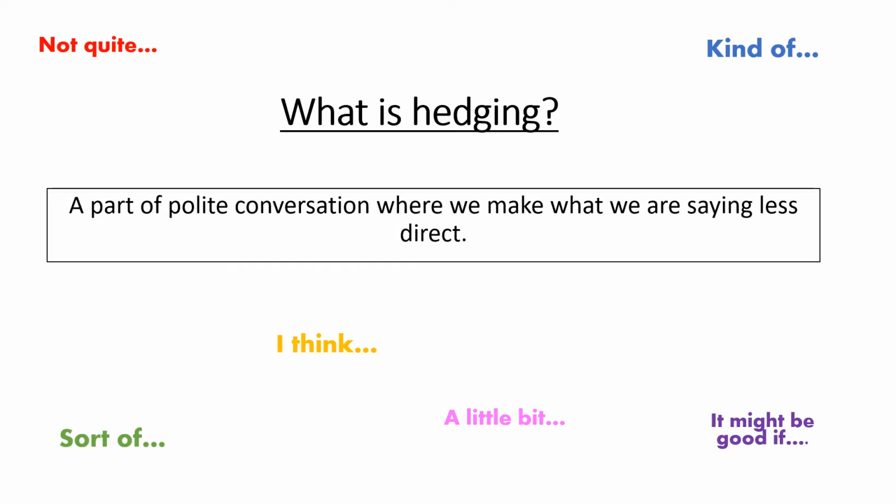Hedging is a part of polite conversation where we make what we are saying less direct. On the screen, I've put a few examples of hedge words and phrases that we typically see in speech and writing, but unlike something like modal verbs, which I look at in a different lesson, there is not an exhaustive list of hedging words, and as with so many things in the English language, it very much relies on the context and for you to figure out if the words being used are making the language less direct. If the answer is yes, it's likely you've come across a hedge word.